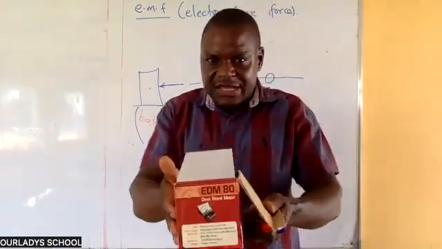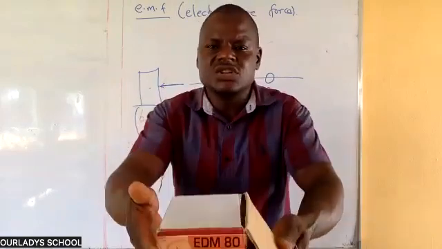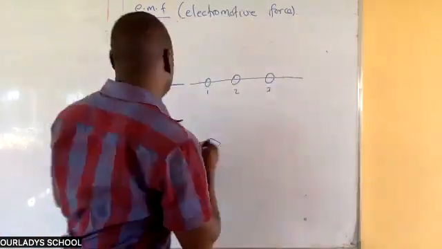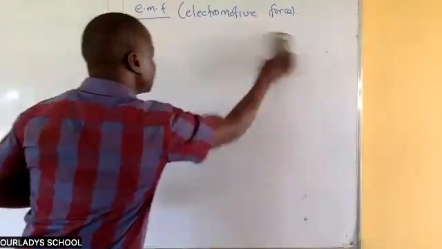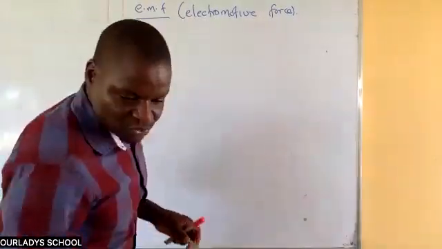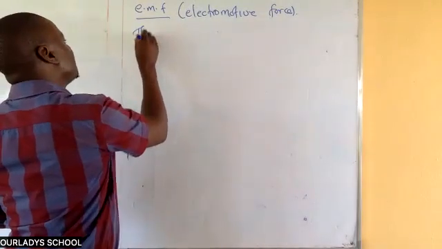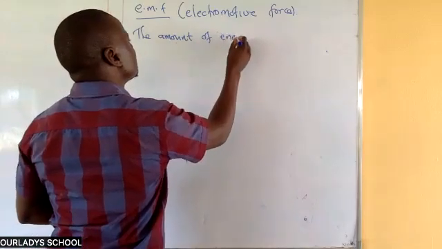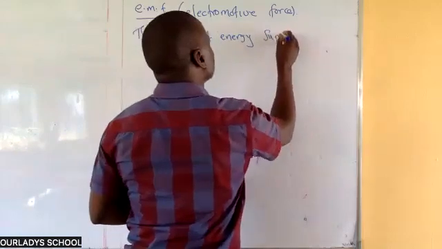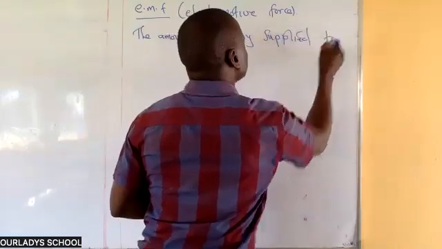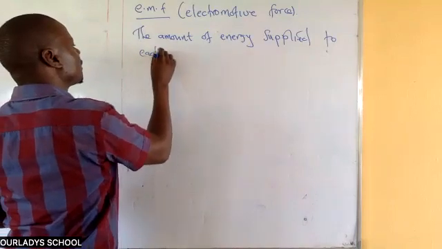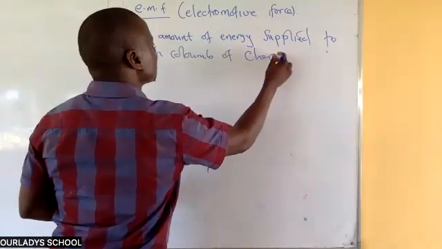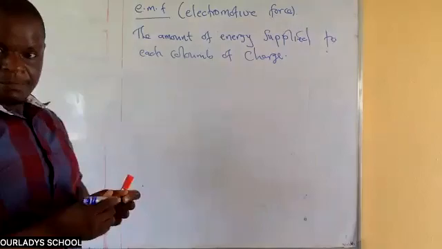Electromotive force is like you being served food, the amount of food each one of us is getting as we line up for the food. So we are saying that electromotive force, EMF, is the amount of energy supplied to each coulomb of charge. So that's what we're saying.